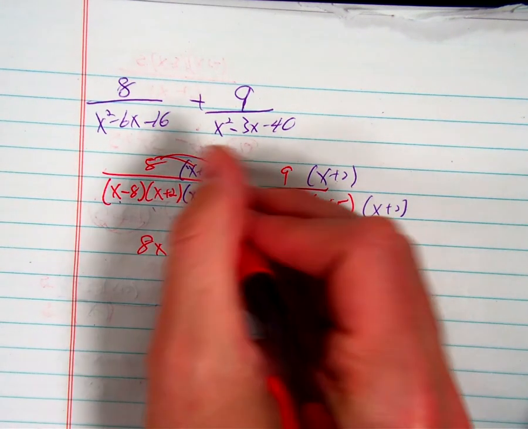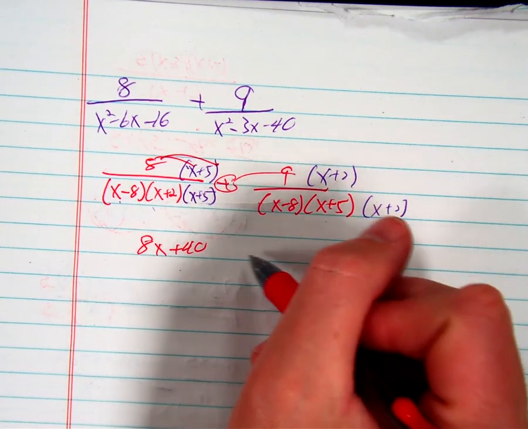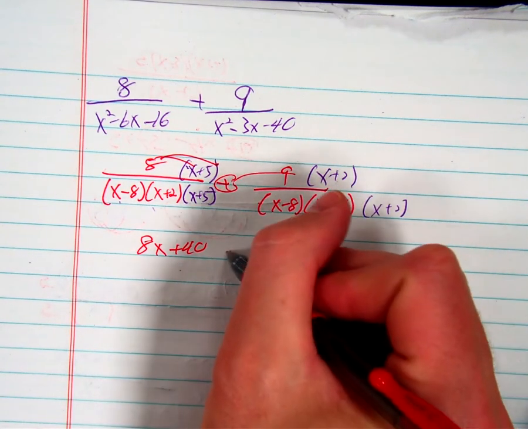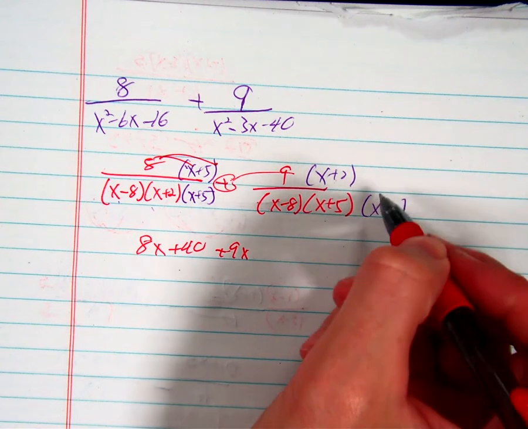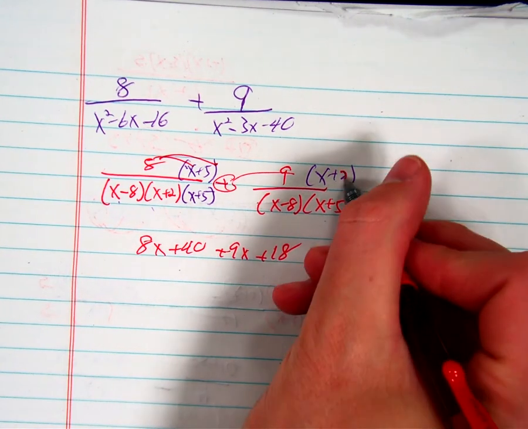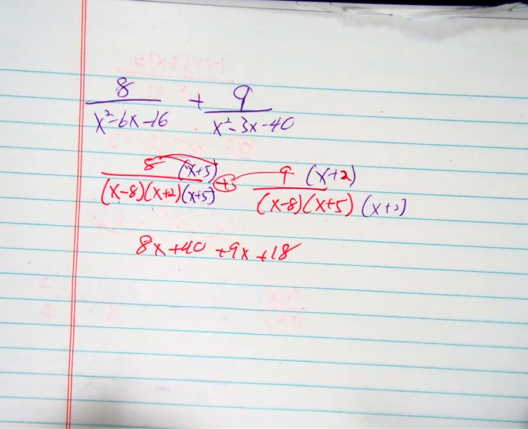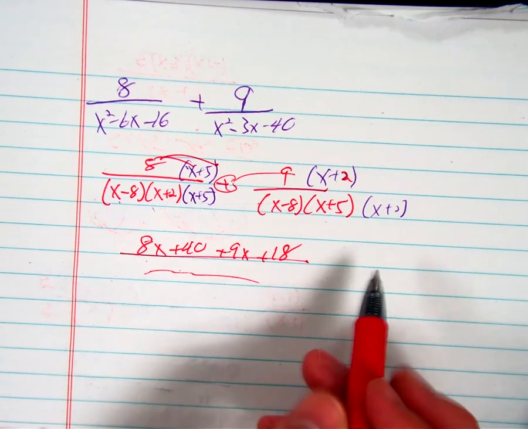Let's distribute that. We got 8x plus 40, and this is a positive 9 times x, so that's a plus 9x, and x plus 2, so that's going to be a plus 18. That is a 2. That's a terrible 2. All over our common denominator. We don't need to write it out yet.